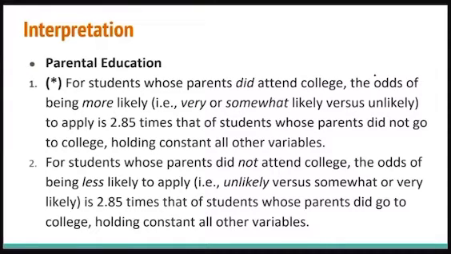That's what it means. And if I want to do it the other way around, depending on what I put, I can also say for students whose parents did not attend college, the odds of being less likely to apply is also going to be that. It is still the same. Does that make sense now?